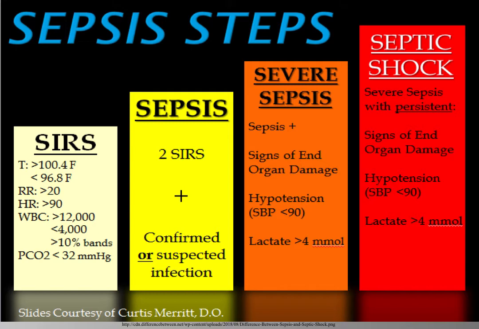Severe sepsis leads to sepsis plus signs of end organ damage and hypotension, which is that low blood pressure I was talking about, plus a lactate of greater than 4. And then, of course, we get septic shock, which is a pretty severe sepsis with persistent signs of end organ damage, meaning the kidney or something, and, of course, some other criteria such as hypotension and lactate going up.